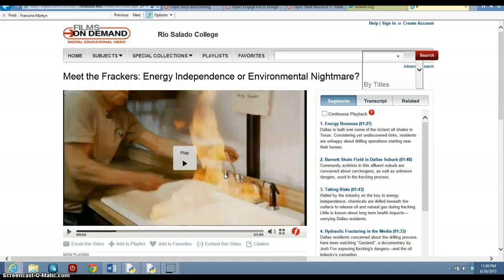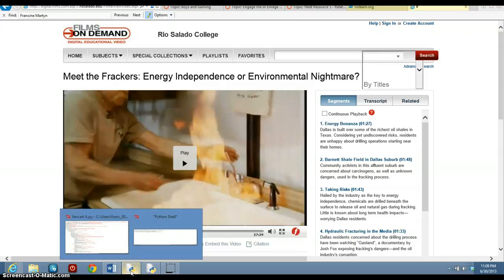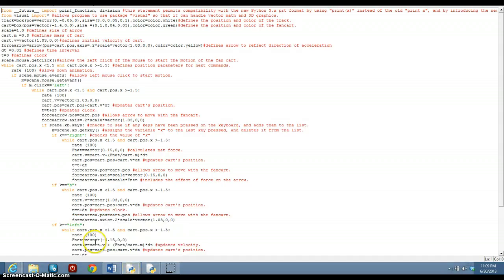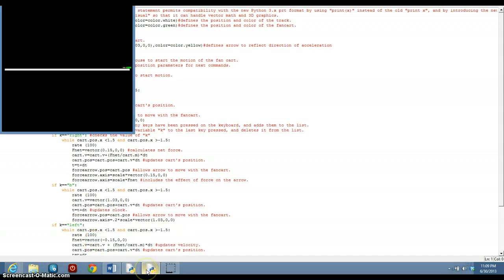The next thing I worked on was the VPython program, and I'm going to bring that up right now. Let's see right here. Here's the program. I just wanted to show I had fun making the cart and using the equation force over mass for the acceleration. It was really interesting to learn about that and how force plays into acceleration. And then using that to make the cart move.